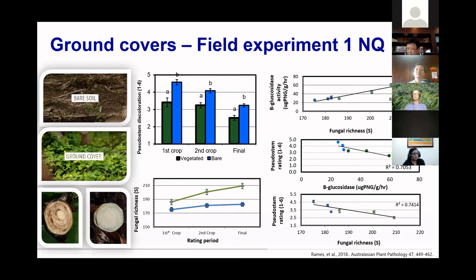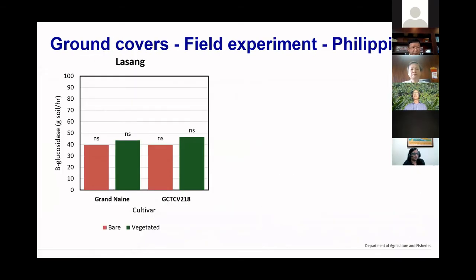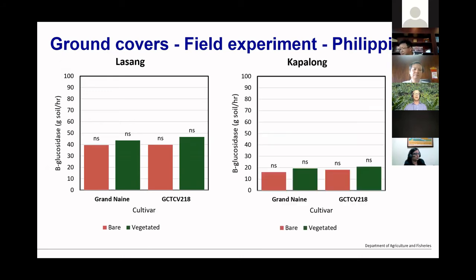I tried to repeat this finding in the Philippines, working with our partners from the University of Southeastern Philippines, where we had 2 field experiments on tropical race 4 infected land. In the first case, at Lasang, our ground cover treatments in the green bars failed to alter the beta-glucosidase activity relative to the bare soil in the red bars. Similarly, at the second trial site at Kapalong, a vegetated ground cover treatment failed to alter beta-glucosidase activity.